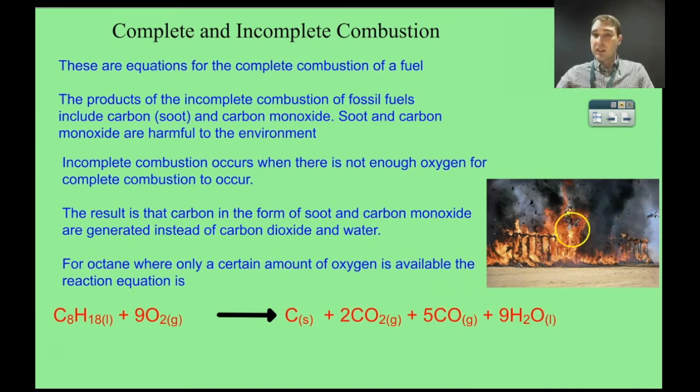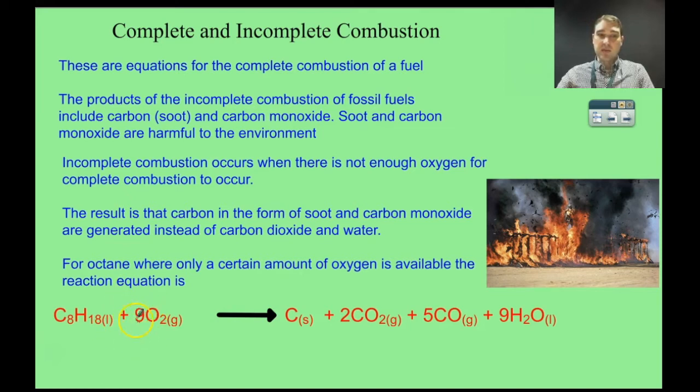So here we have something on fire. There's a guy on a motorbike. This black stuff, the smoke, a decent amount of that smoke is going to be soot, so that's the small particles of carbon. Carbon monoxide will also be produced over here, but you can't see the carbon monoxide. It's a colourless gas. Anyway, so down here we've got an example equation for an incomplete combustion.